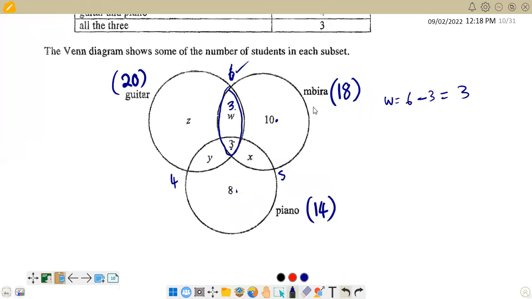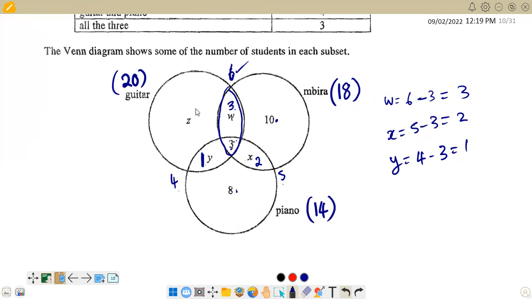Between Bira and piano here, we are told that there are 5. So you do the same thing. x is just going to be 5 minus 3, which is 2. So here we've got 2, so that 2 plus 3, that's a 5. The same with y here. Between guitar and piano here, there are 4 of them. So to find y, you're just going to subtract, which is 4 minus 3, which is a 1. So here we've got a 1, so that 3 plus 1, that's a 4. 3 plus 2, that's a 5. 3 plus 3, that's a 6. Okay, so that's what we had.